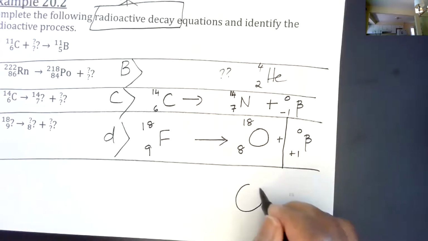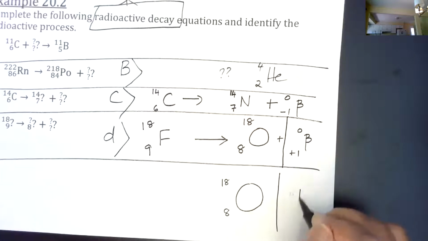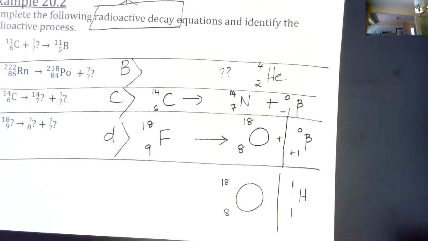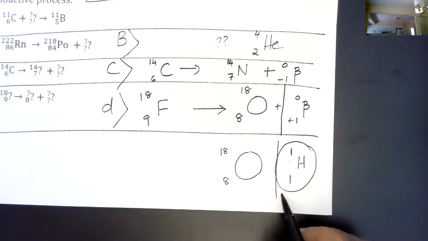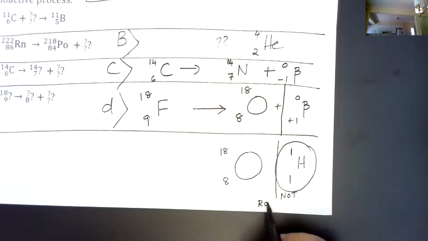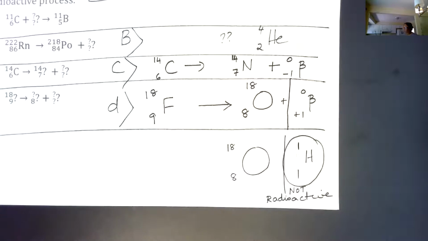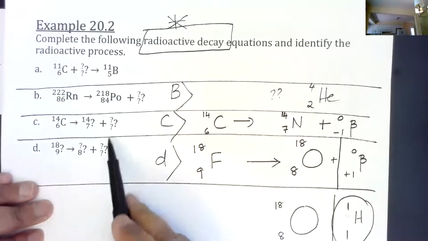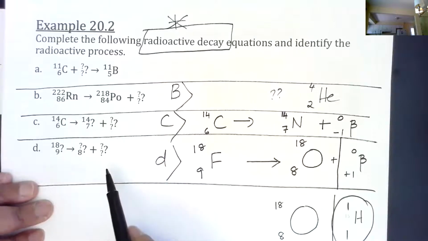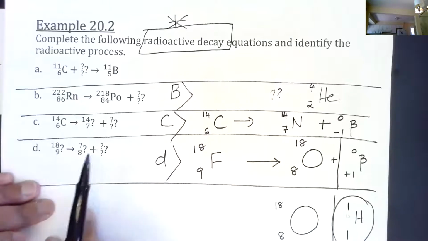Okay. The question is, can you use this? Hydrogen 1 and 1. But this is not a radioactive particle. So you must use one of the particles that you have learned about. And if it says decay, then it has to be one of the 4 that we have talked about: helium, beta, positron, and the other is radiation. And if it is a product, then it has to be either helium, beta, or positron.